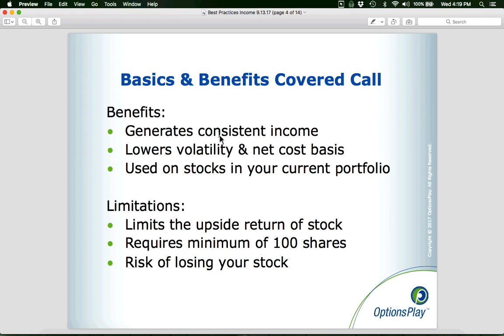That's really why this is a very popular strategy, especially amongst investors, because it allows you to extract some yield from the portfolios that you already own. The limitation is that it limits the upside return of your stock. It limits that capital appreciation when you sell a covered call, which is why understanding what works and what doesn't work is extremely important before you deploy one of these strategies on your portfolio. That's some of the data that we're going to share with you today.